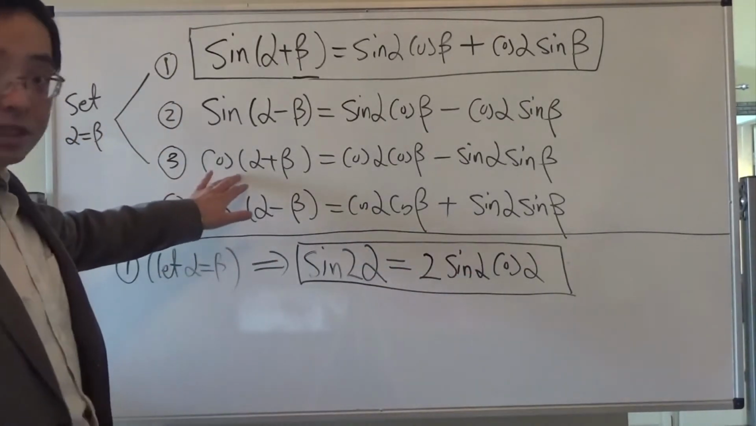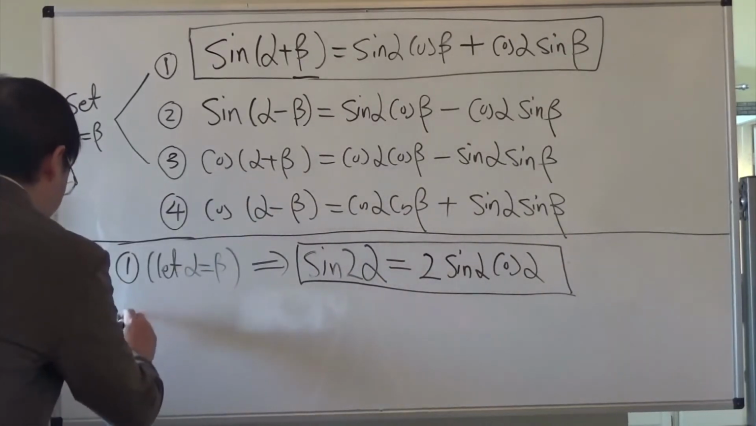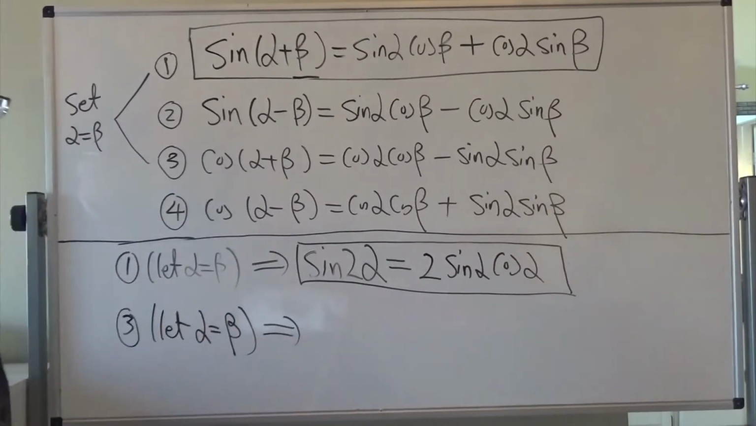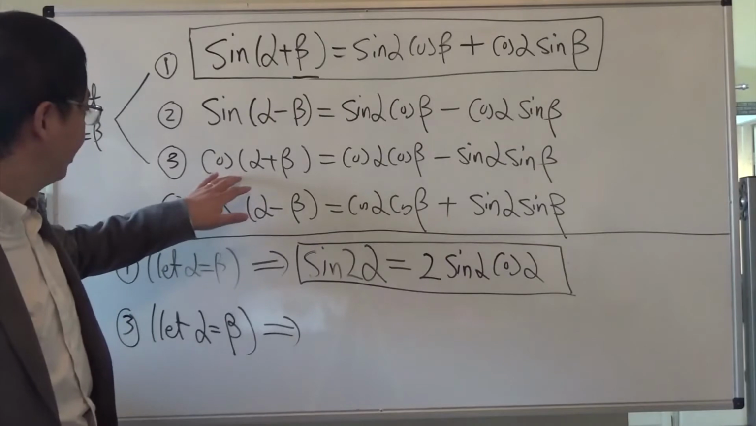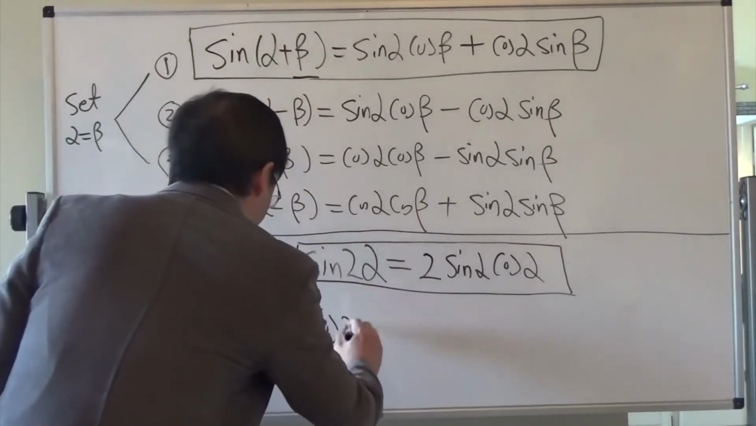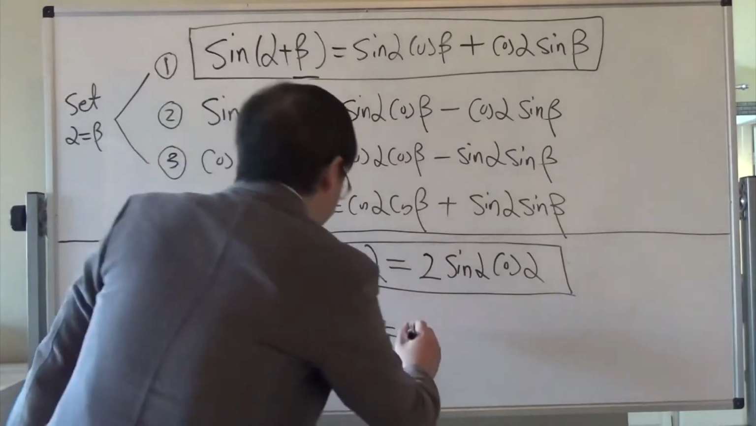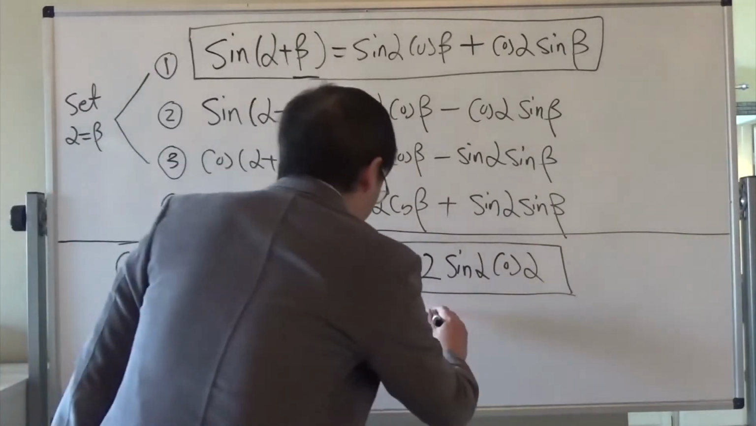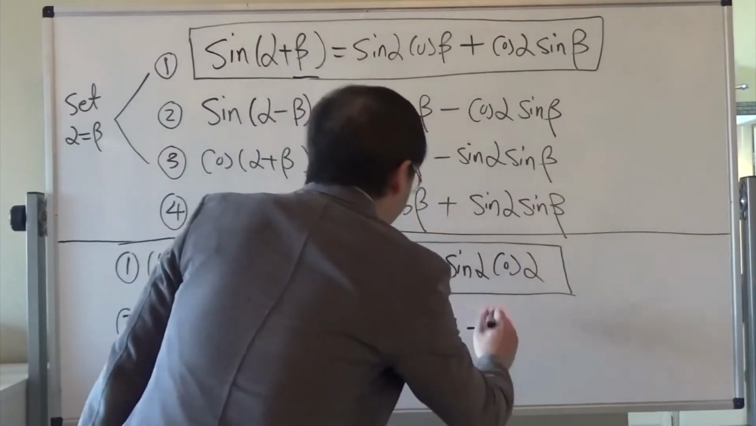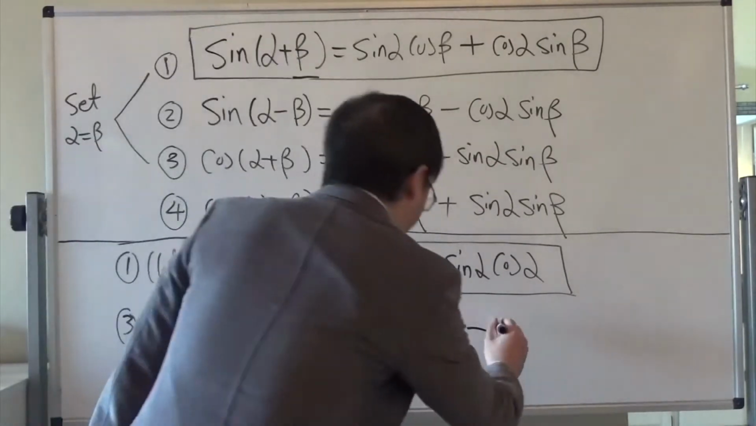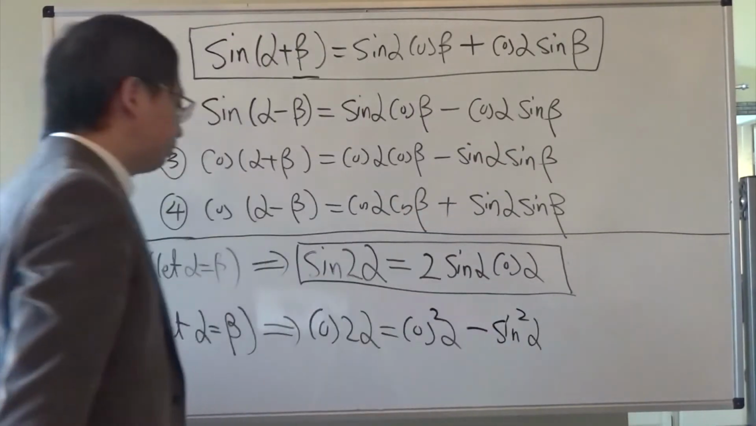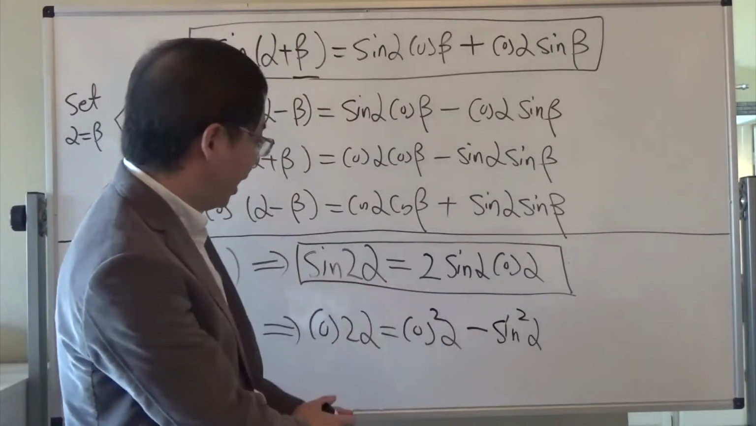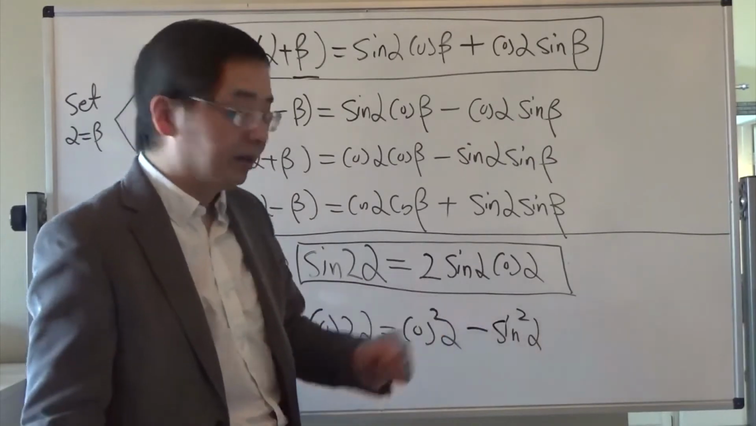Now, let's look at the cosine part. In 3, again, I let alpha equals beta. On the left-hand side, we have cosine 2 alpha, which equals cosine alpha squared minus sine alpha squared.